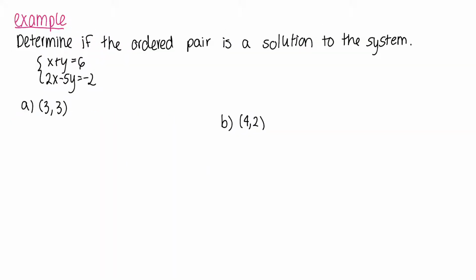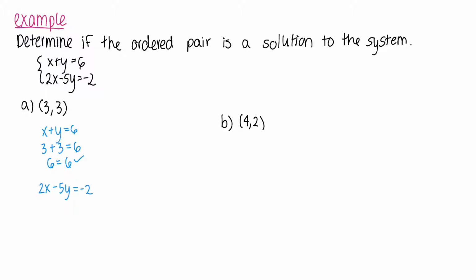So let's look at determining if an ordered pair is a solution to a system. So we're given a system, and then we have two different points we're going to try out. First, we're going to try out 3, 3. So that's plugging in 3 for x and 3 for y into both of these equations. So for the first equation, x plus y equals 6, plugging in 3 for x and 3 for y, 3 plus 3 equals 6, 6 is equal to 6. So that equation works.